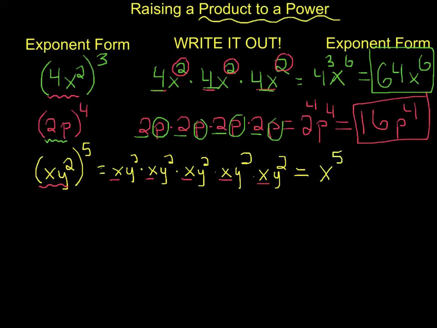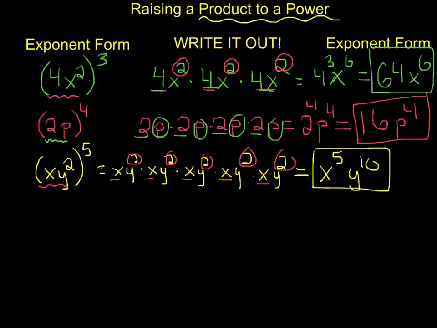And then if you count your y's, we've written it out 5 times, but each one represents 2. So 2, 4, 6, 8, and 10. So that is x to the 5th, y to the 10th. And that's as far as we can go.